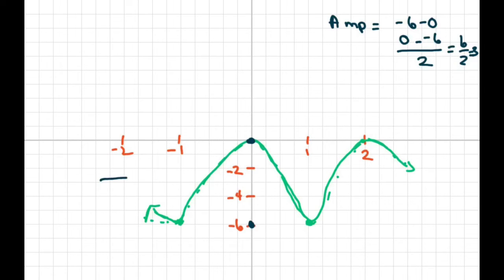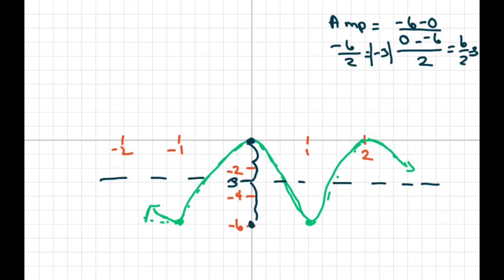Basically, you're cutting this in half right here. So you're going up 3 and down 3, if this was 3 here. And then, of course, for this one, you'd have negative 6 over 2, which is negative 3, and you just take the absolute value of that. So the amplitude equals 3.